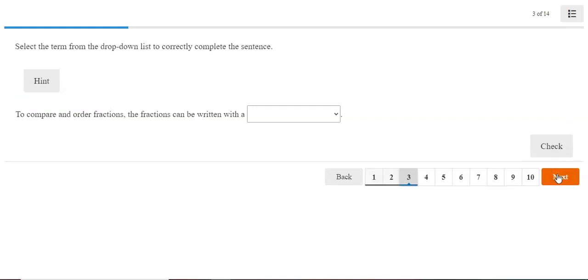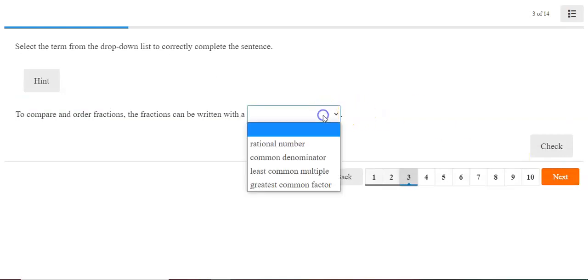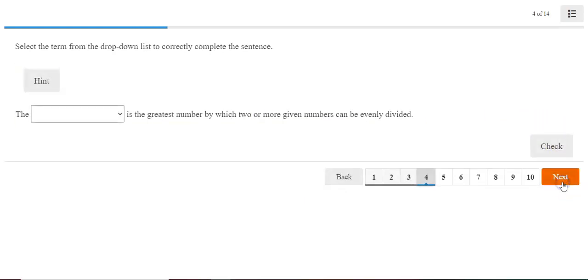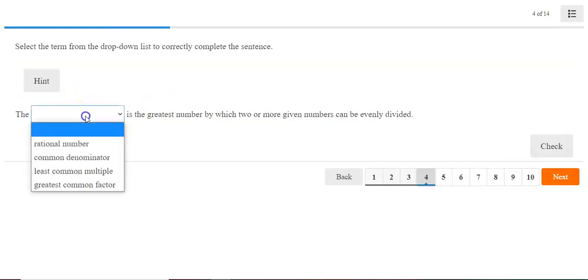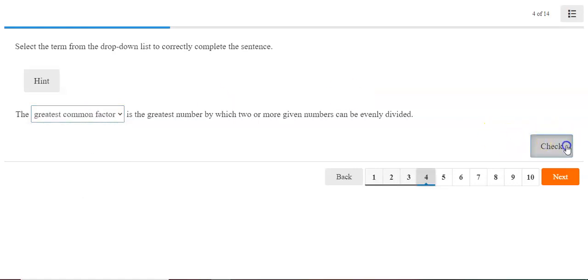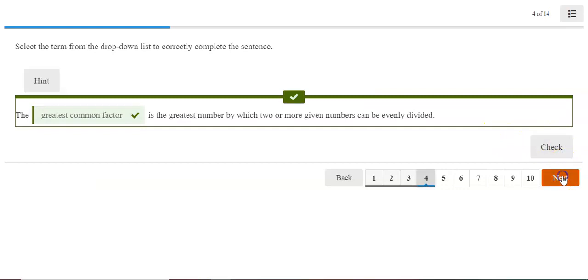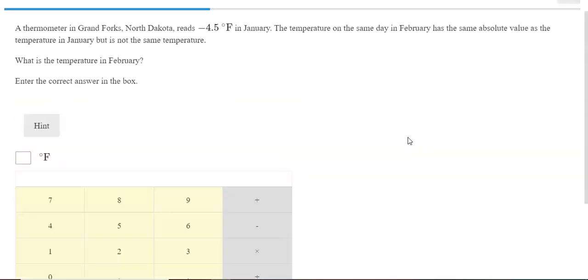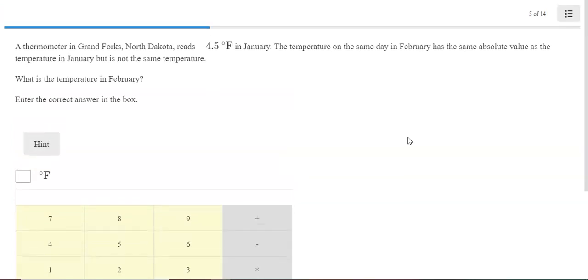Next, compare and order fractions. The fractions can be written with a common denominator. Next, the blank is the greatest number by which 2 or more given numbers can be divided evenly. Greatest common factor. Okay, that was all the vocabulary. Now it's on to the math part. So we're on question number 5.